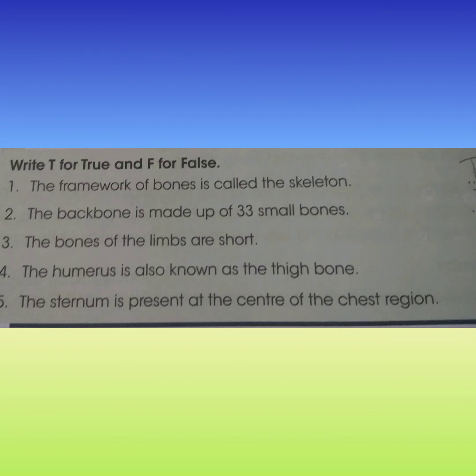The second question is, the backbone is made up of 33 small bones. You have to write true or false. Third, the bones of the limbs are short. Then the fourth one, the humerus is also known as the thigh bone. And the fifth, the sternum is present at the center of the chest region. Please comment the answer in the chat box so that in the next video I can share the answers with you.